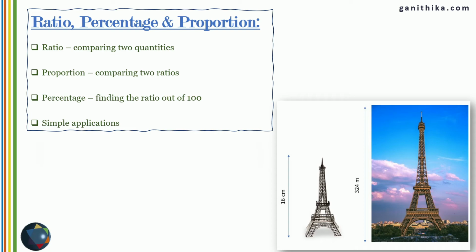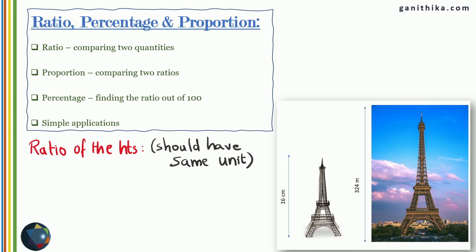There is the original Eiffel Tower and a model of this. The model's height is 16 centimeters, whereas the original Eiffel Tower is 324 meters. Now, if I want to find the ratio of their heights, I need to change the units to be the same, because in this case I have 16 in centimeters and 324 in meters. So it's easy to convert meters to centimeters rather than centimeters to meters, right? Because centimeters to meters will give you decimal numbers. We don't want decimal numbers. Instead, we will change the meters to centimeters as 32,400 centimeters.